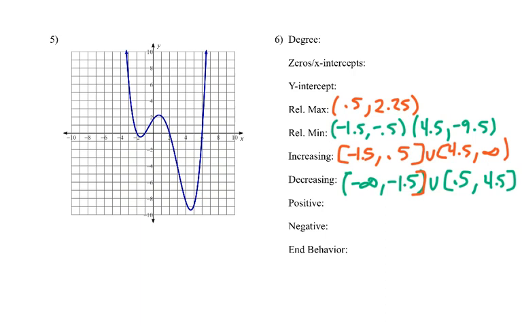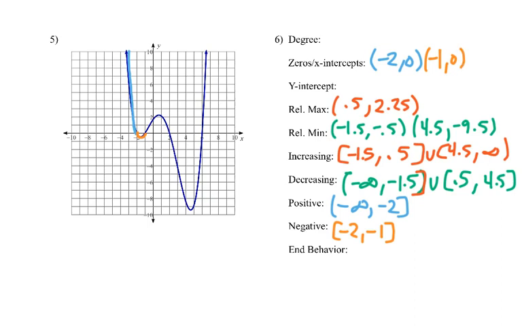Now let's look at positive and negative. So we start positive till we hit an x-axis. So we start at -infinity until we hit -2. Okay, so there's an x-intercept, -2, 0. Then we go negative from -2 to -1. Okay, so there's another x-intercept, -1, 0.